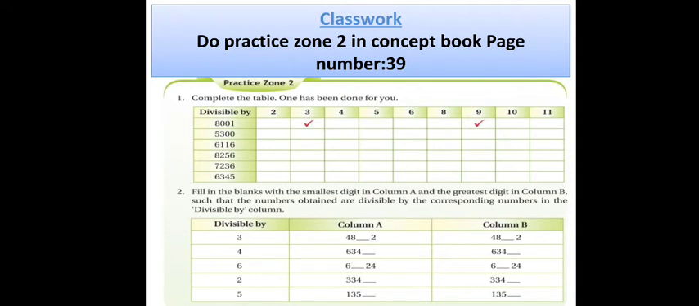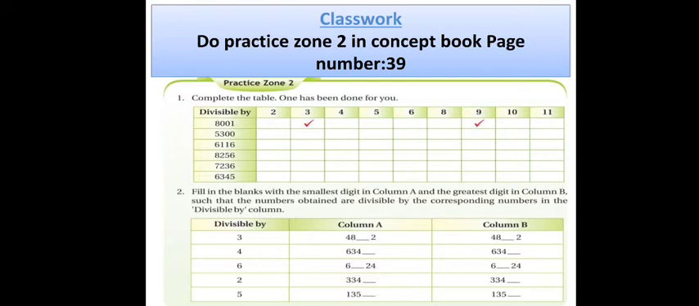Okay, children, now we have seen divisibility rules from 2 to 11. Now it is classwork part. You have to complete practice zone 2 in concept book, page number 39. There are two questions. The first question is complete the table. One has been done for you.